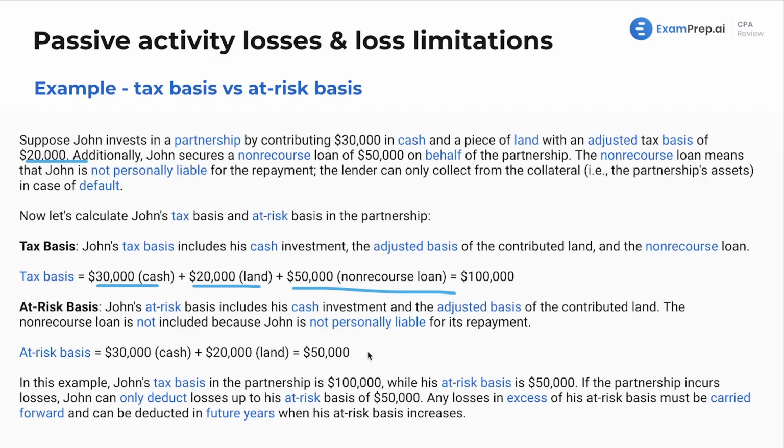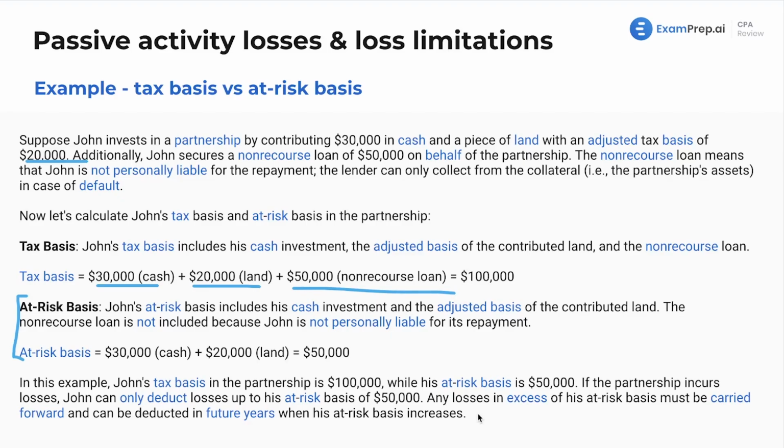Just depends generally on your non-recourse versus your recourse loans. That's going to impact. Now, in this example, the tax basis in the partnership is 100, while the at-risk basis is 50. If the partnership incurs losses, John can only deduct losses up to his at-risk basis. So we see this is kind of like the first checkpoint. You cannot deduct more than your at-risk basis. Any losses in excess of his at-risk basis must be carried forward and can be deducted in future years when his at-risk basis increases.